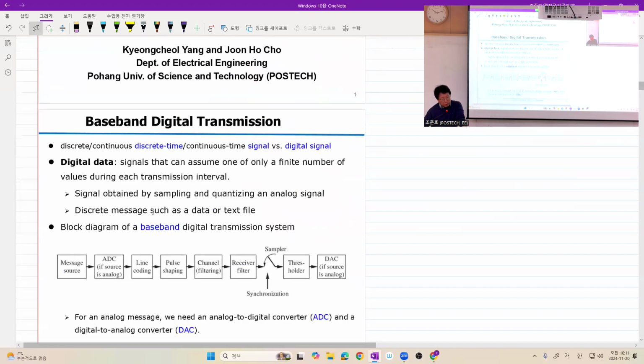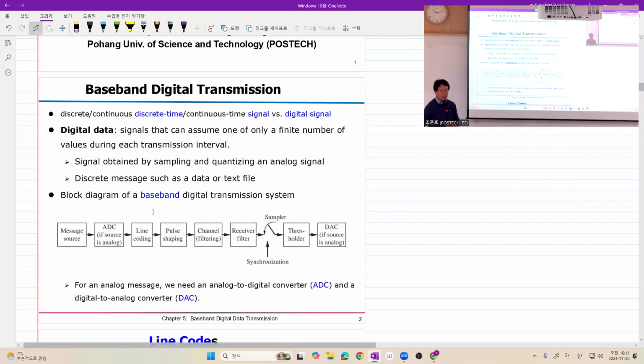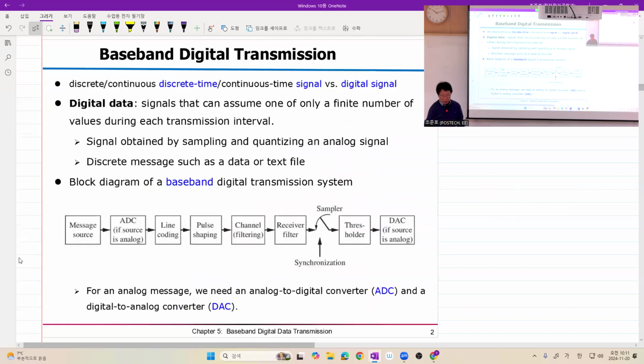So first section is about digital baseband transmission. Take a look at the block diagram. Here goes big V. Suppose we are interested in still transmitting our voice signal, for example, cellular communication.